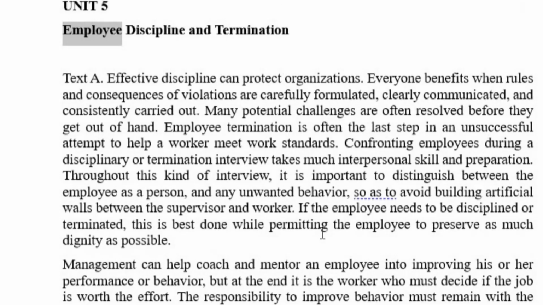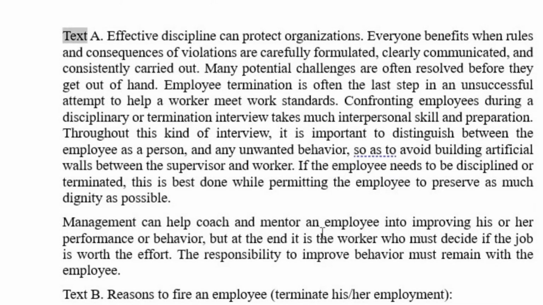Unit 5. Employee Discipline and Termination. Text A. Effective discipline can protect organizations. Everyone benefits when rules and consequences of violations are carefully formulated, clearly communicated, and consistently carried out. Many potential challenges are often resolved before they get out of hand. Employee termination is often the last step in an unsuccessful attempt to help a worker meet work standards. Confronting employees during a disciplinary or termination interview takes much interpersonal skill and preparation.